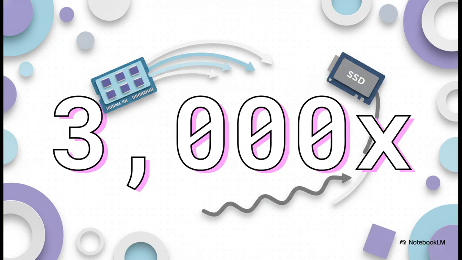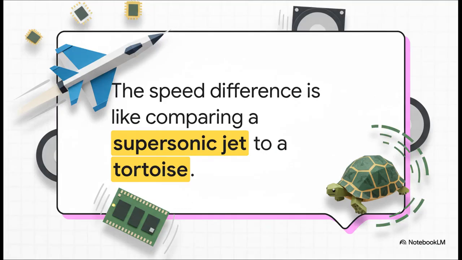Let me just put a number on it for you. DRAM is roughly 3,000 times faster than an SSD. This isn't just a little bit better, it's a completely different league. So how do you even wrap your head around a 3000x difference? Well, think of it this way. It's like comparing a supersonic jet to a tortoise. Yeah, seriously. One is basically instant, and the other, well, it gets there eventually. And that massive speed gap is the entire reason your computer needs both.